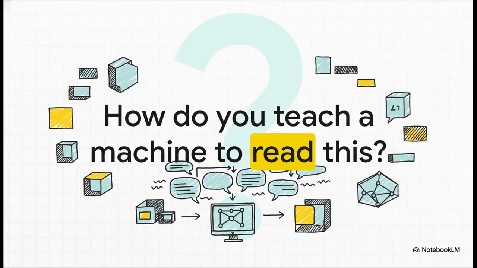To you and me, it's a piece of cake, right? But to a machine, it's just a random string of characters with no meaning at all. So how do we possibly bridge that gap? How do we get a computer to finally understand the meaning that's locked inside these words?